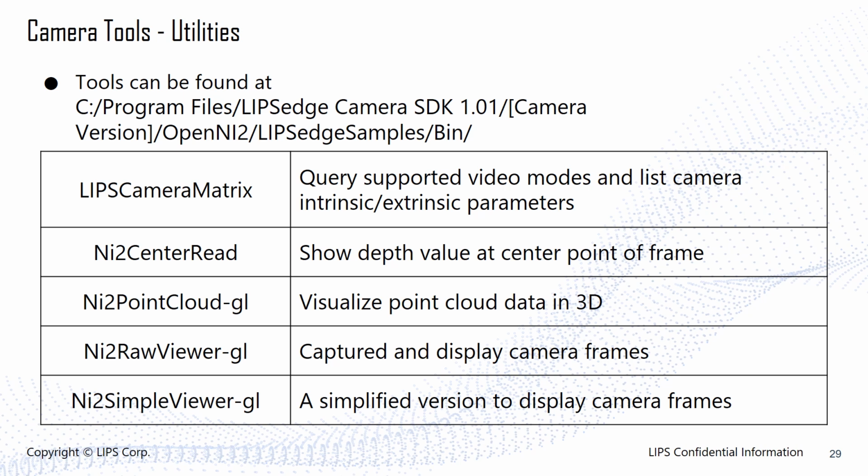There are also additional tools from the LIPS Edge SDK package installation, including LIPS Camera Matrix, query-supported video modes, and list camera intrinsic or extrinsic parameters. So what are these? Intrinsic parameters include focal length, optical center, and skew, which determine how the camera captures images and how it handles lens distortion. Extrinsic parameters. In some cases, it can also incorporate extrinsic parameters that describe the camera's position and orientation in the 3D space, affecting how the scene is viewed.